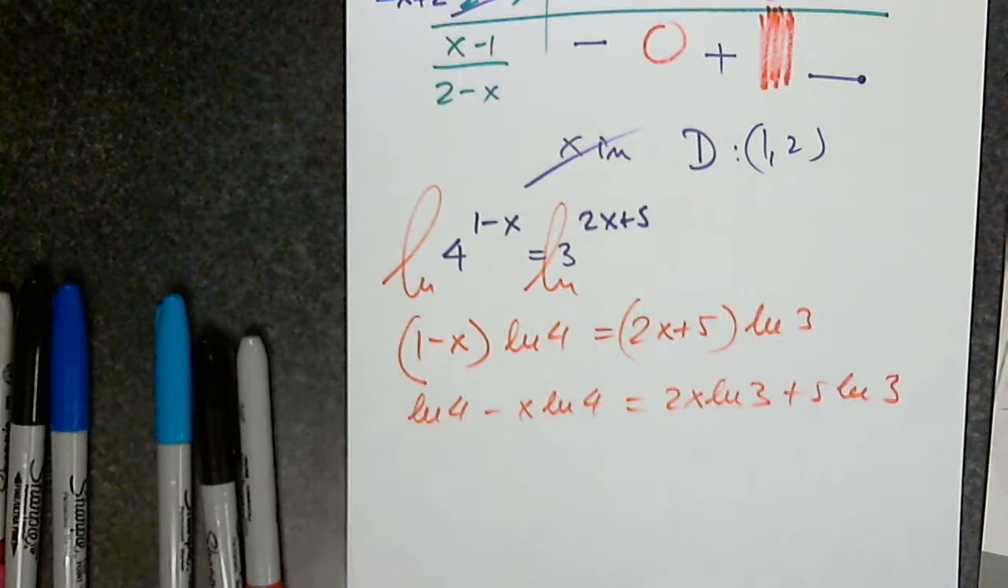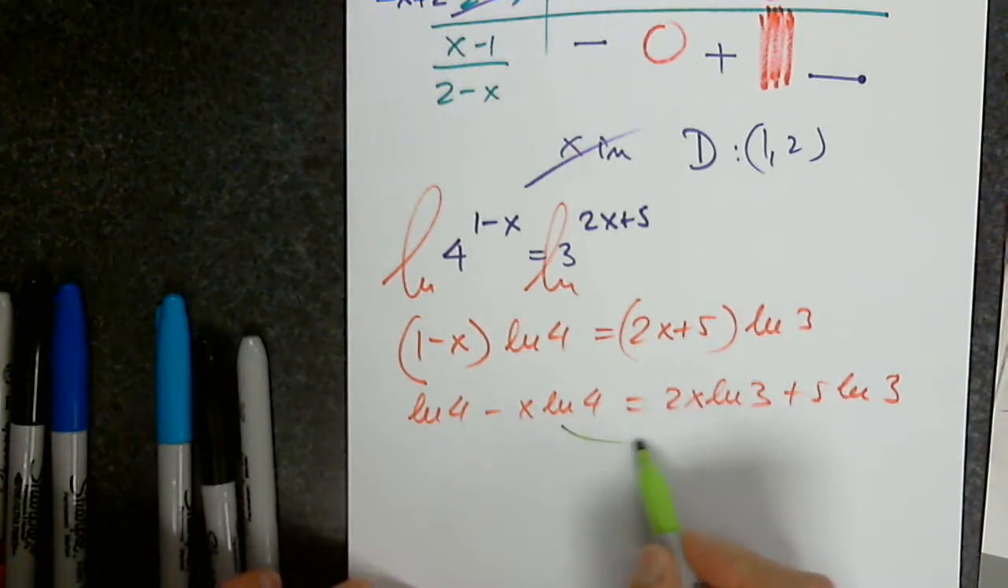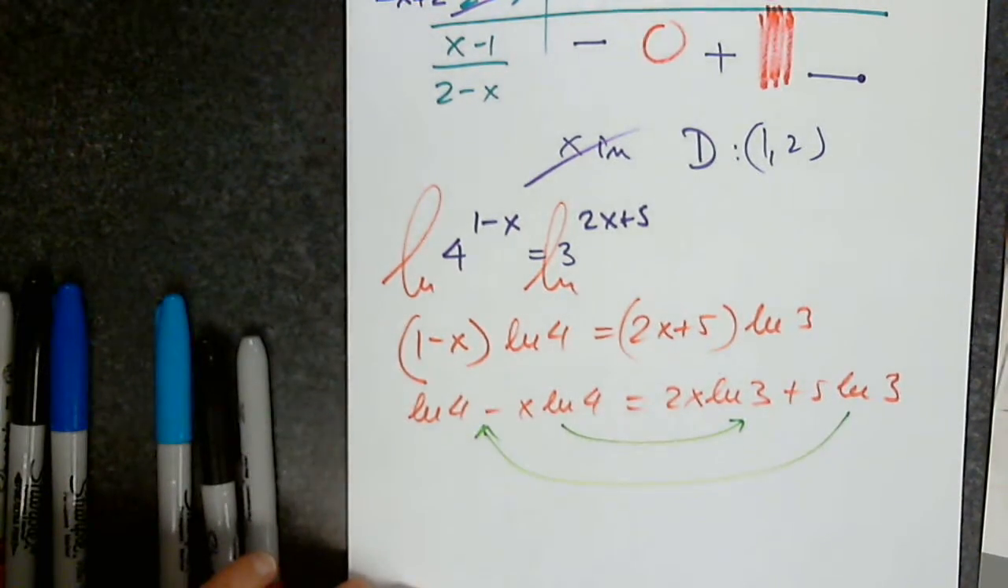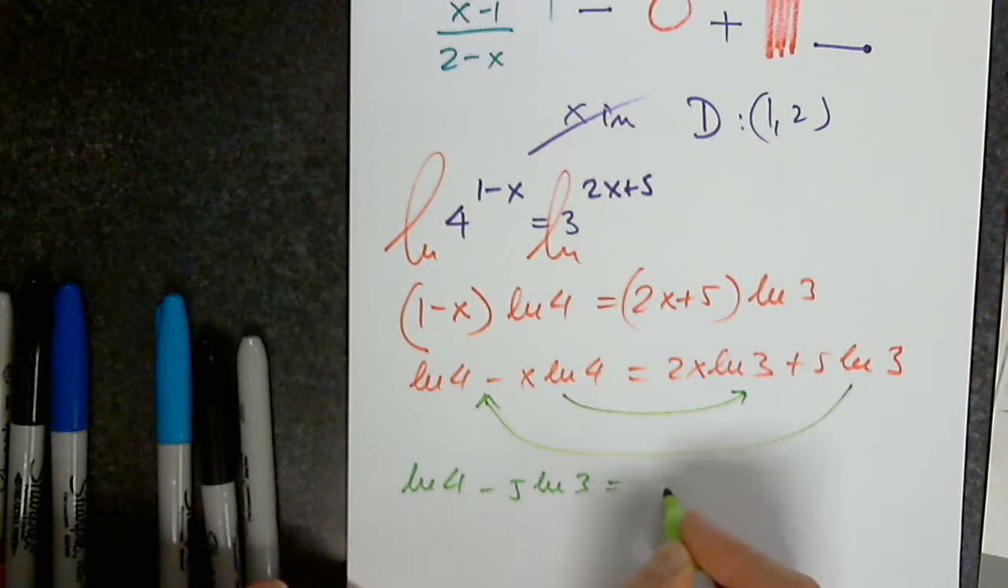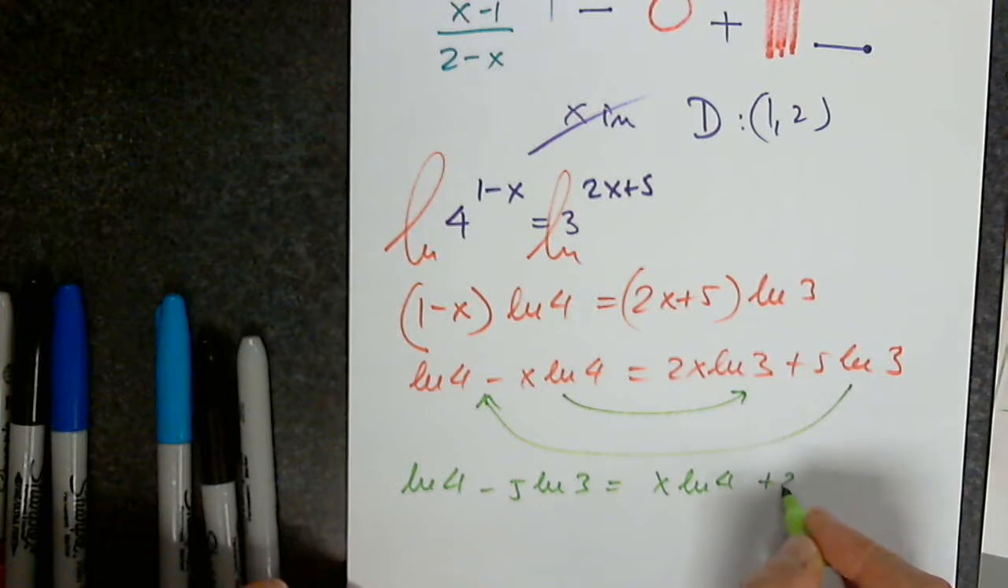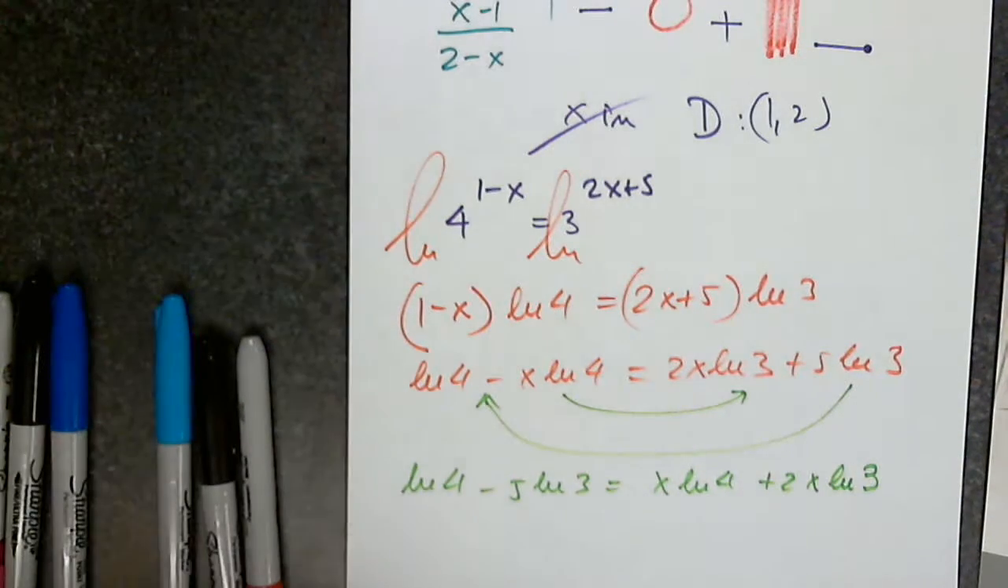Then, I remember Parker asked me a long time ago, when we were studying this, why do you move terms around? It was a very legitimate question. Why do I move terms around? It's because this one has x and this one doesn't. So then I have natural log 4 minus 5 natural log 3 equals x natural log 4 plus 2x natural log 3. So I have the variable entirely on one side and the numbers entirely on the other.